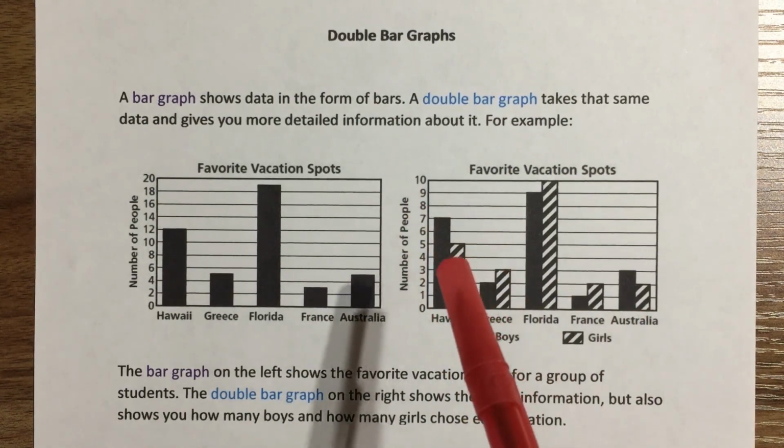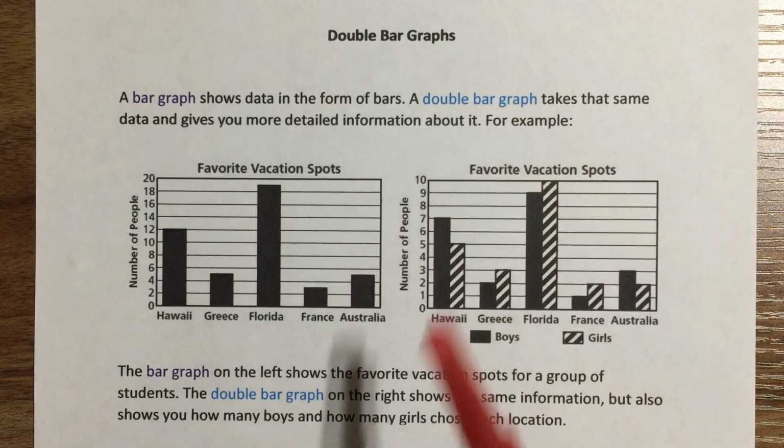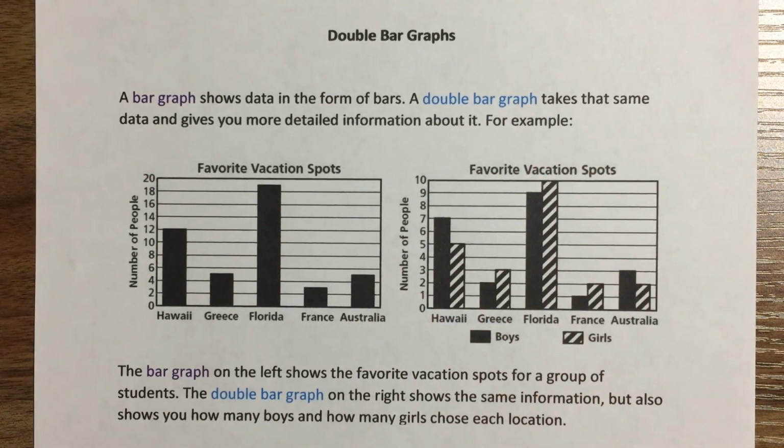But what's different now? We're going to be talking about double bar graphs, which is the same thing as a bar graph. It takes numbers, takes data, and gives us a picture to display it. Human beings like to see pictures, not just look at numbers on a piece of paper.